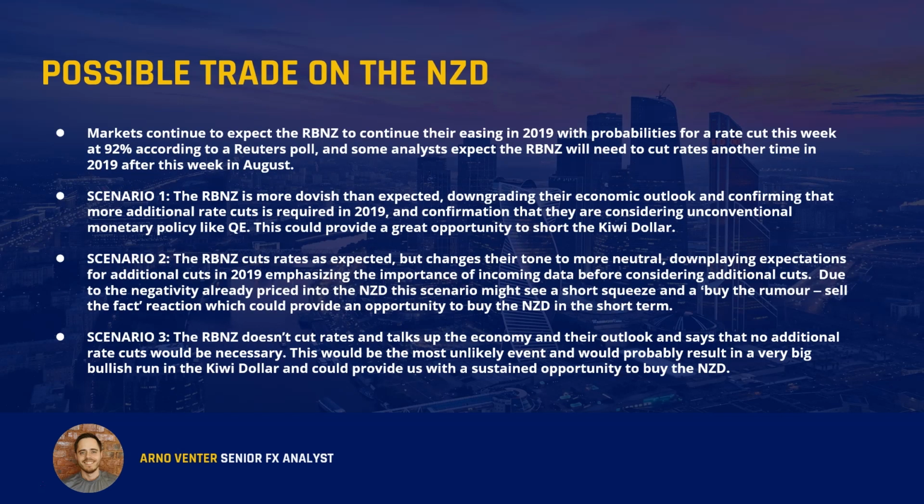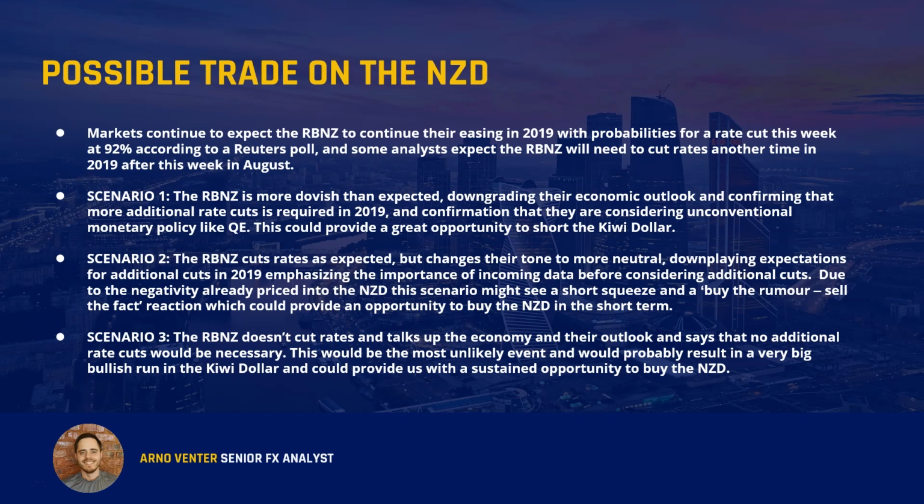Now, based on all of the available data, markets continue to expect that the RBNZ will need to ease some more in 2019, and a Reuters poll of 13 analysts show that expectations or probabilities for the RBNZ to cut this week in their meeting on the 7th of August is currently sitting at 92%. And on this point, guys, it's also important to note that there is a growing number of market participants that are expecting the RBNZ will need to cut rates even more after the August cut, with some expecting another cut to happen as early as October or November. So the expectations is definitely skewed to the downside at the moment.